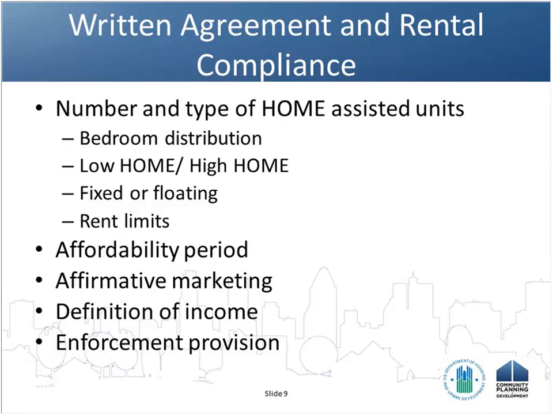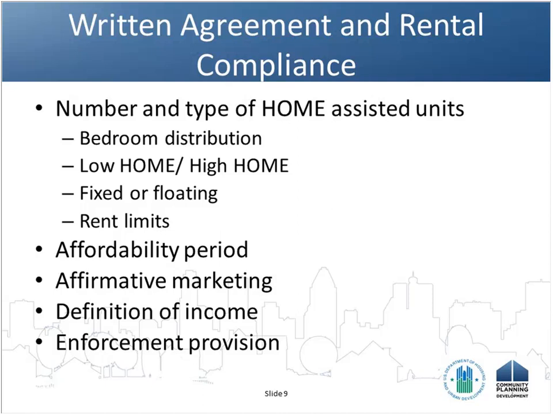It would also be here that you would designate whether you're going to use fixed or floating. We'll be talking a little later in this training about those specifics of what we mean by fixed or floating units. Also, that written agreement would list the rent limitations that are going to be in place.